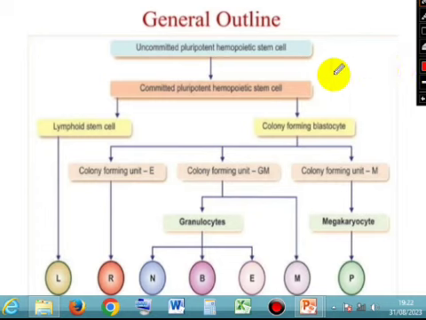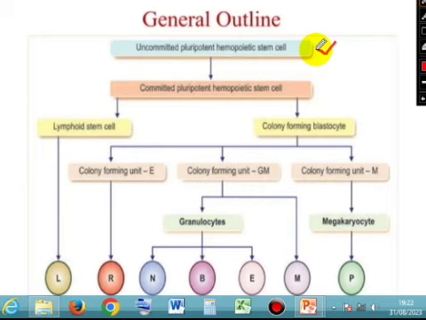The slide shows you the general outline of hematopoiesis, or we can call that the stages of hematopoiesis, in the bone marrow. Hematopoiesis begins in the bone marrow. Are we writing? Okay.